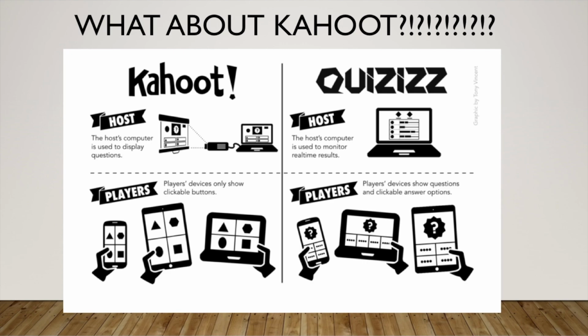We should be monitoring how many students are getting this question wrong. What choice are they choosing? Should they be able to explain that? How can you reteach that information? We don't get that with Kahoot. You do get that with Quizizz. So I firmly believe there's a lot more power for us as teachers in using Quizizz.